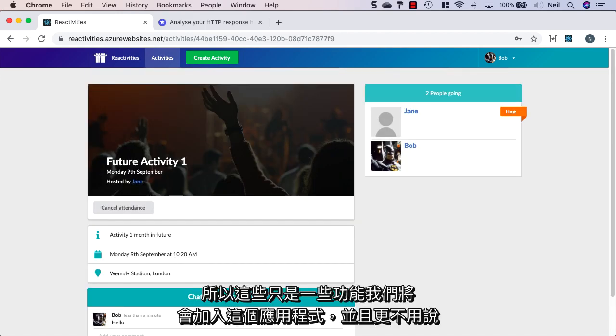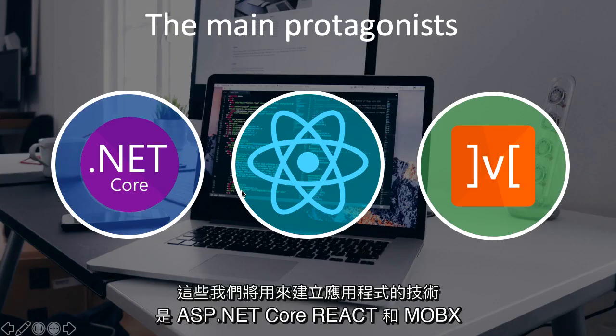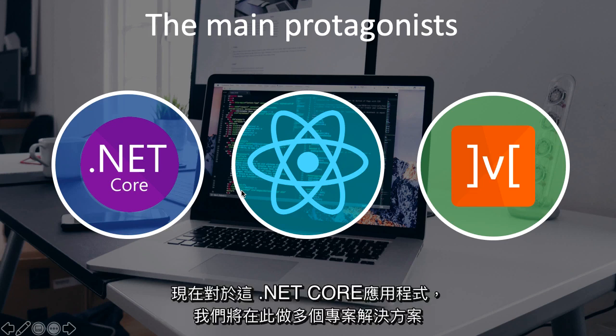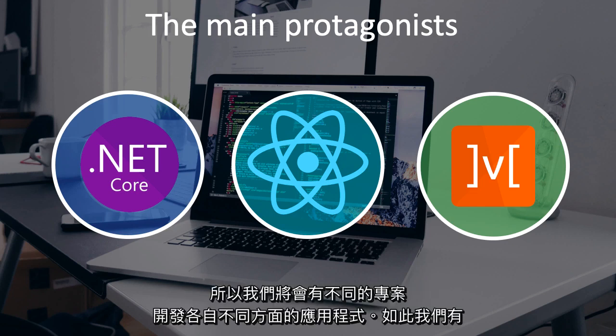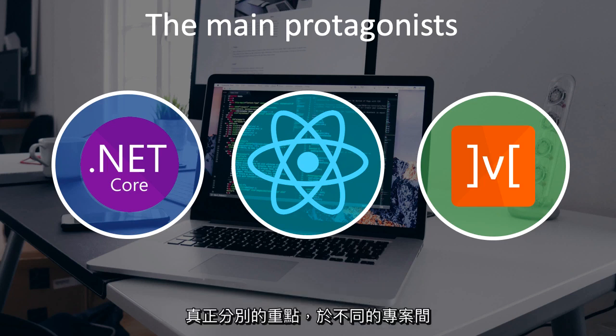So these are just a few of the features that we're going to be adding to this application. And as I mentioned, the technologies we're using to build them are .NET Core, React and MobX. With the .NET Core application, we're going for a multi-project solution here. So we're going to have a different project for each different aspect of our application so that we get a real separation of concerns between our different projects.